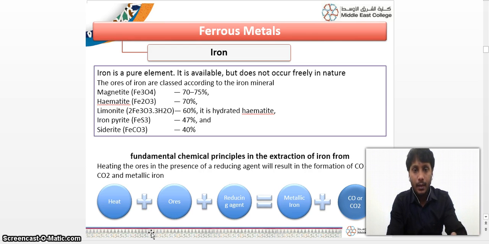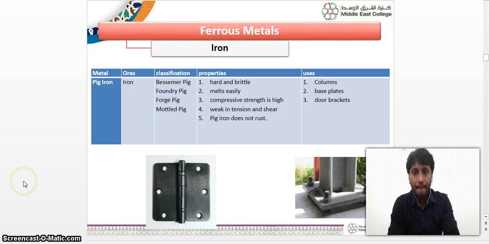These are the minerals present in this iron material. The fundamental chemical principle in the extraction of iron is heating the ores in the presence of a reducing agent, which results in the formation of CO or CO2 and metallic iron. That is, heat plus ores plus reducing agent gives metallic iron plus CO or CO2. So these are the different types of irons.